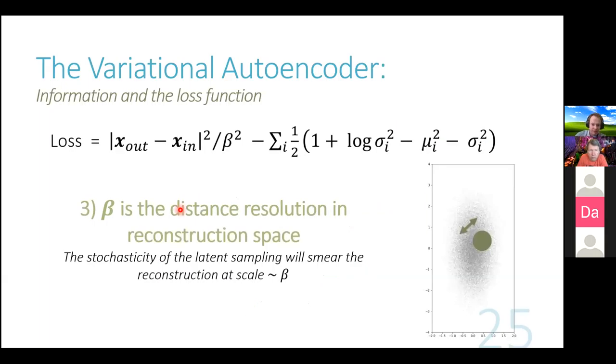Finally, if I rewrite it in this form with beta underneath the reconstruction loss, one gets the intuition that beta can be regarded as a resolution in the reconstruction space, a resolution on what kind of reconstruction errors we're interested in. And so the point is, given an input from here, the stochasticity present in the latent space sampling is going to smear the reconstruction on the output at a scale that's determined by this size beta.